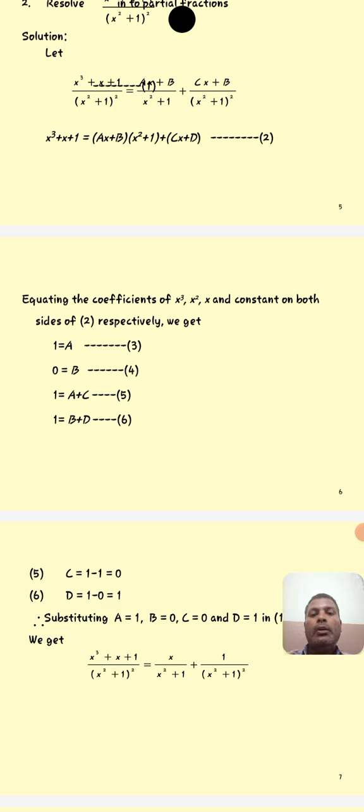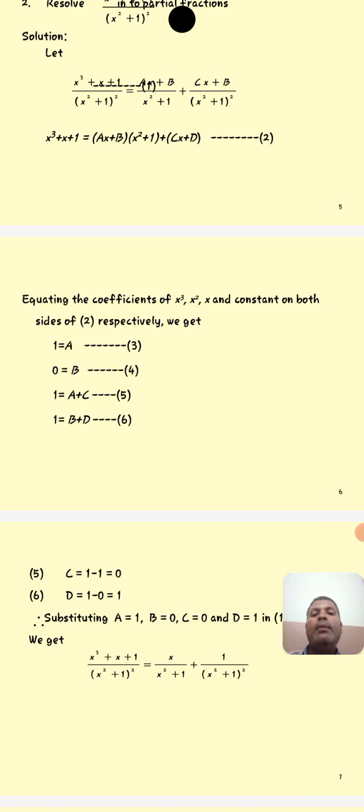Now, what is the suitable method? We have to observe substitution method or comparing the coefficients. Equating the coefficients of x cube, x square, x and constant on both sides of the equation 2 respectively, we get 1 is equal to a. This is equation number 3. Here comparing the coefficient of x cube, the coefficient is 1. So the left side is 1, the right side is a.